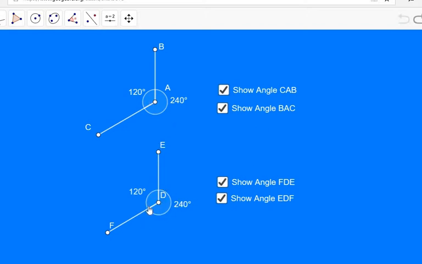I've got one angle that's 240, another angle that's 120, and those add up to 360. I'm going to hide this angle again. I'm going to move F, and I'm going to move it to here. So I've moved it closer to that central point. Pause the video, and in your light blue books, what's the missing angle now?